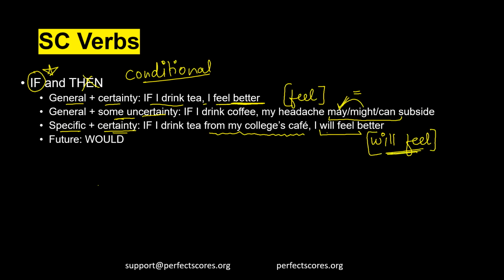And why are we using the future here, but the present in the first sentence? Because the first sentence is more general. Something like a universal truth, like the sun rises in the east and sets in the west. So we always use present for all of these truths that are very general and they definitely happen. But for specific ones, like in the third sentence, you have to use the will. And if you're talking about the future from a past perspective, you have to use would.